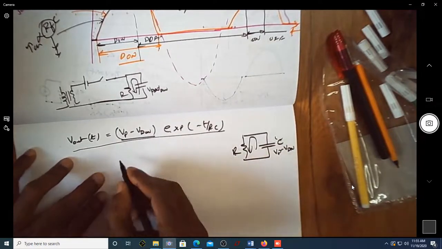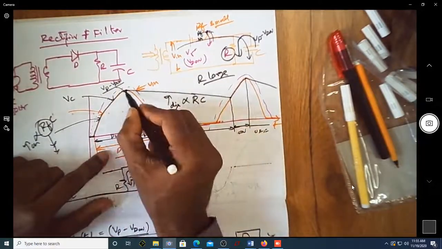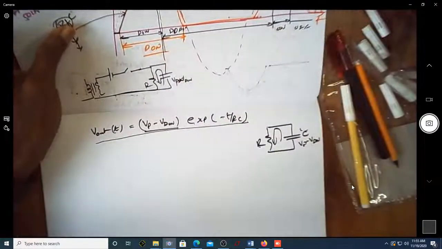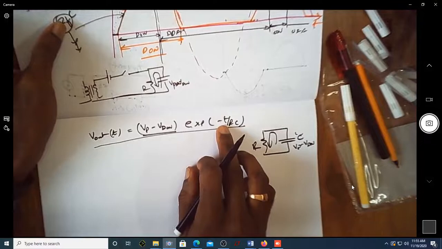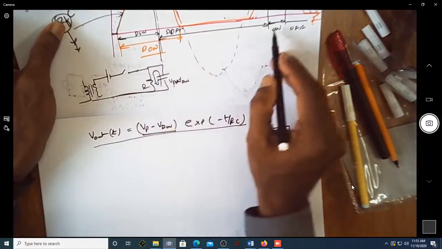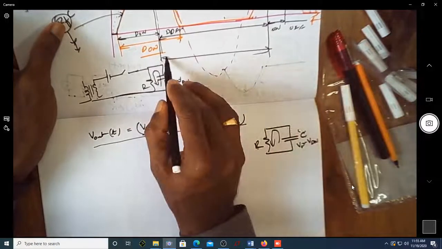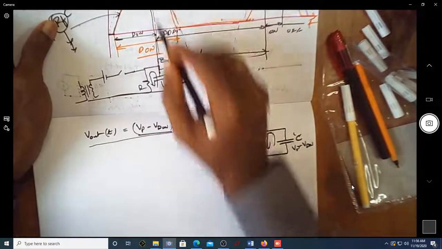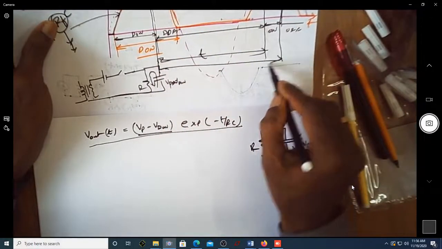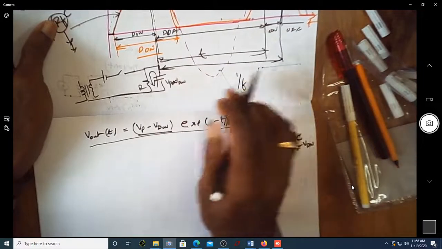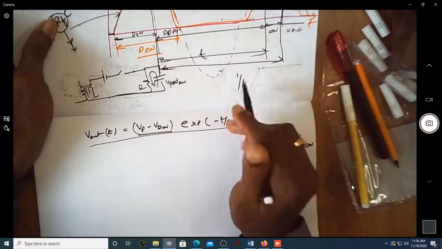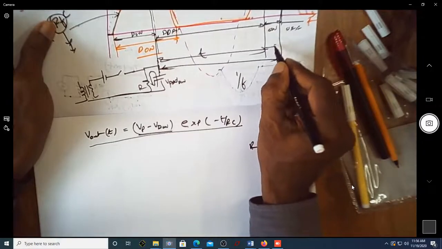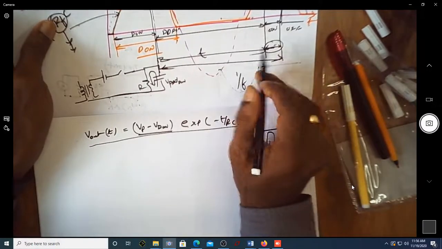So usually we know that this is the time we have. Suppose I say what is the time that you are talking about, it is from here to here. This is the time you are talking about. Can you see this time from this peak to this peak, this peak to this peak, is one over frequency? Because this is one peak, this is the other peak of the next cycle, so this is actually one over frequency.